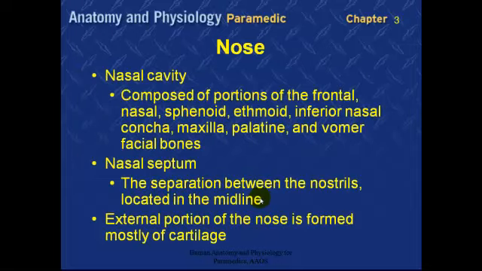The nasal cavity is composed of portions of the frontal, nasal, sphenoid, ethmoid, inferior nasal concha, maxilla, palatine, and vomer bones. The septum, remember, is the separation between the nostrils. It's located in the midline of the nasal cavity. The septum is actually only bony at the superior portion. The inferior portion is cartilage.